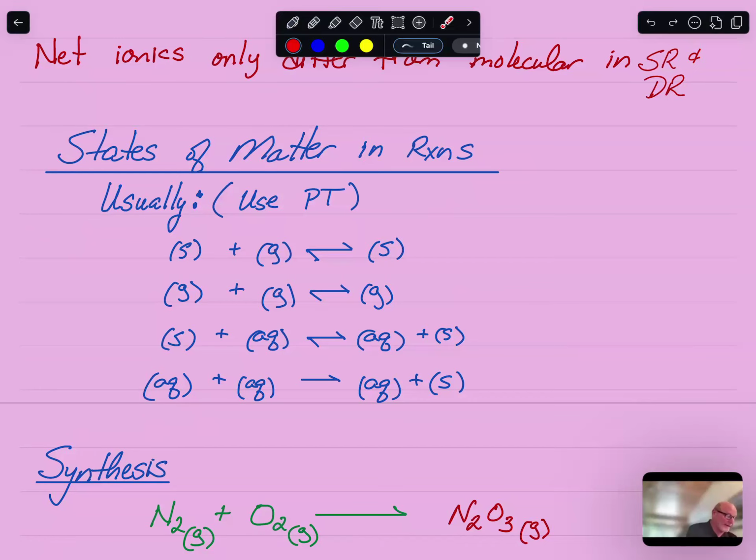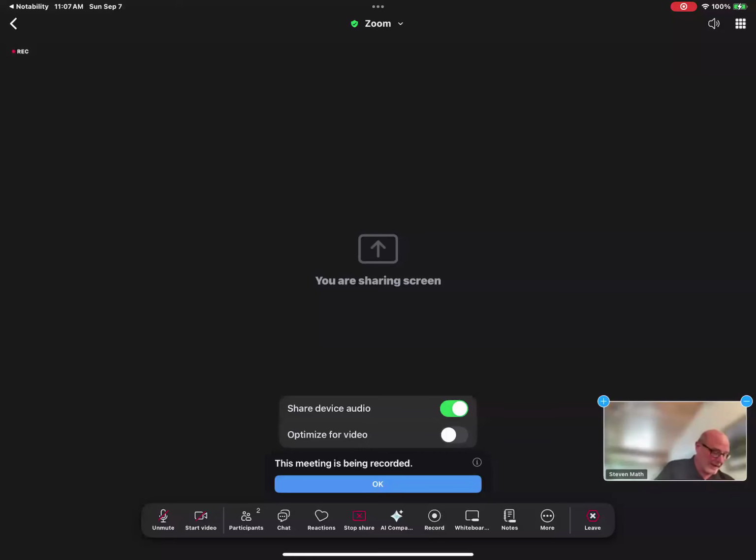And it goes without saying this looks like it's going to be a synthesis reaction. This looks like it's going to be a synthesis reaction. This looks like it's going to be a single replacement reaction. And this last one looks like it's going to be a double replacement reaction.